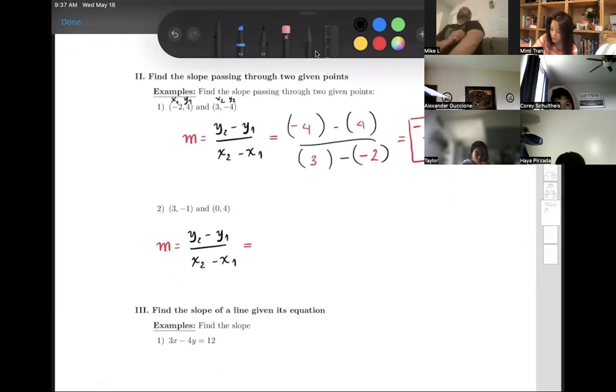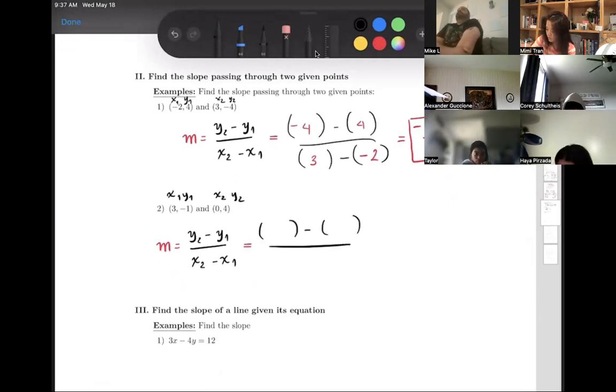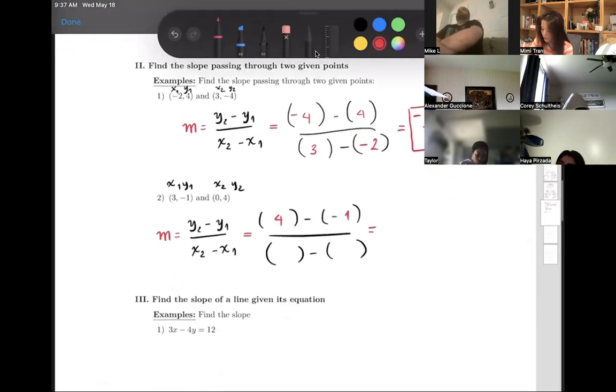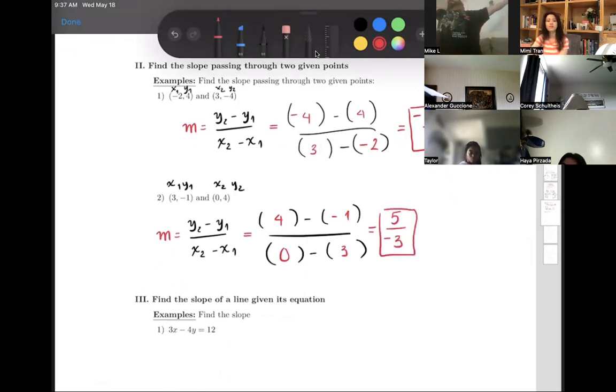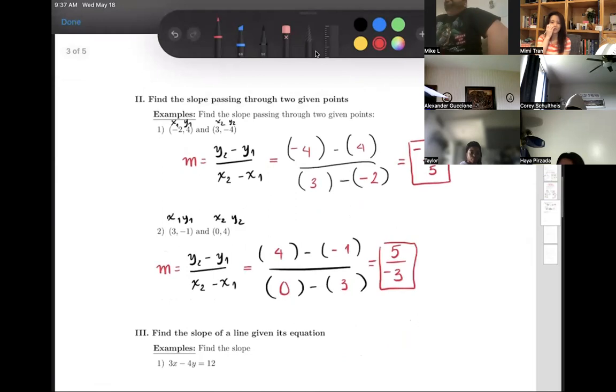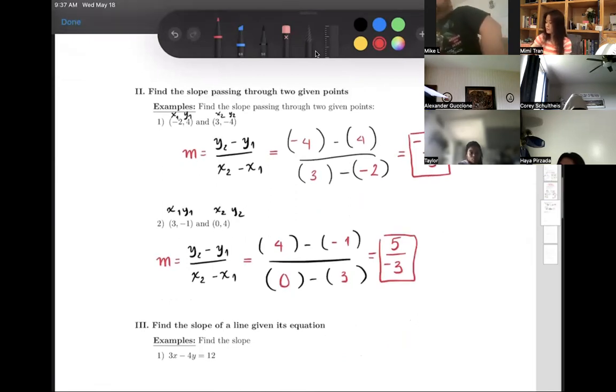I'll do this one real quick. This is x1, y1, x2, y2. y2 is 4, y1 is -1, x2 is 0, x1 is 3. 4 minus -1 is 4 plus 1, which is 5. And then 0 minus 3 is -3. I noticed that all my answers are negative. I'm sorry. It doesn't have to be negative all the time. So far, so good.